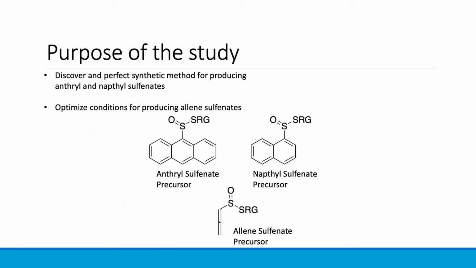Now that some of the background of this project has been covered, we can focus on what the actual aim of the project was. One goal of this project was to both discover and perfect a synthetic method for accessing anthyl and naphthyl sulfenates, which could then be probed for their diastereoselective ratios, or basically what percentage of an enantiomer they form when they react with an electrophilic substrate. The second goal of this study was to optimize the synthetic conditions for producing allyl sulfenates.